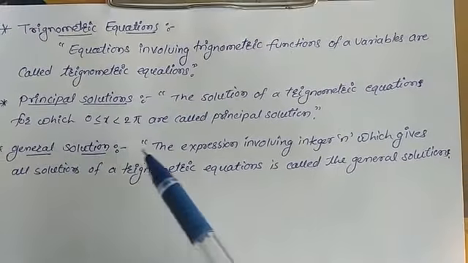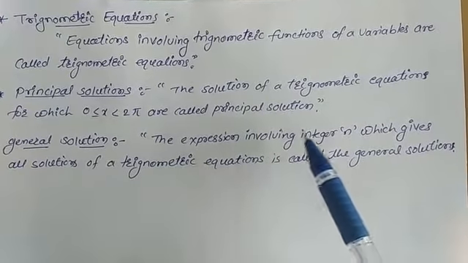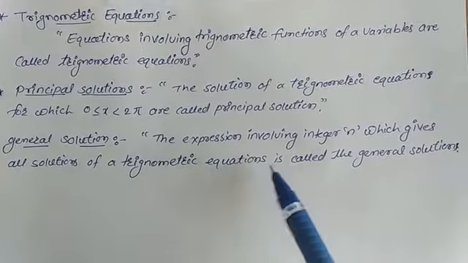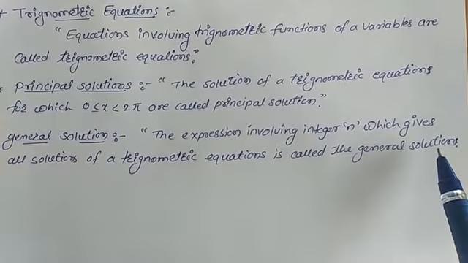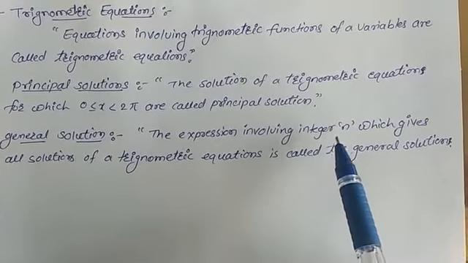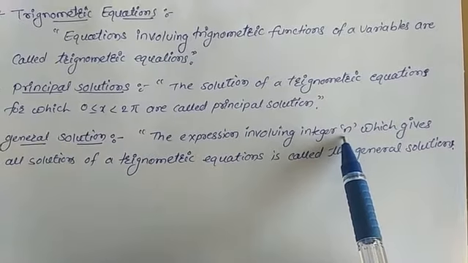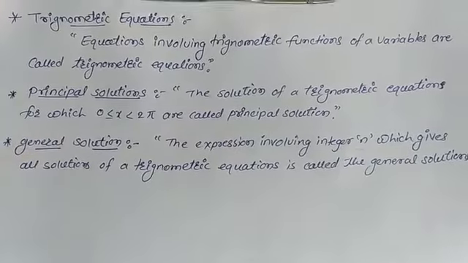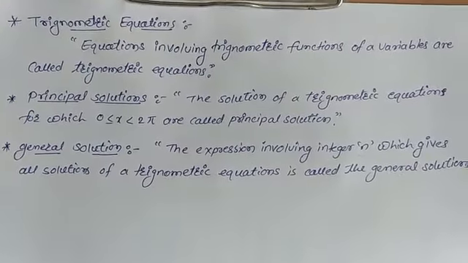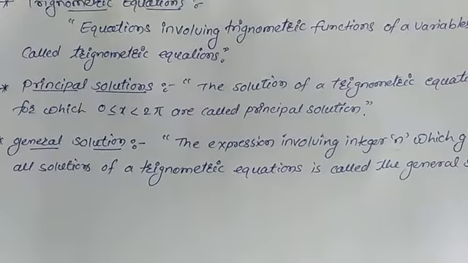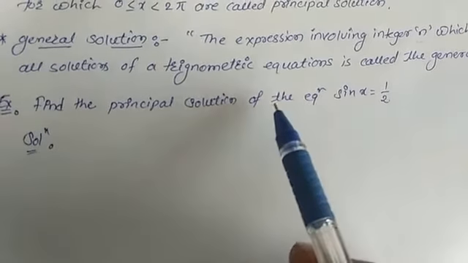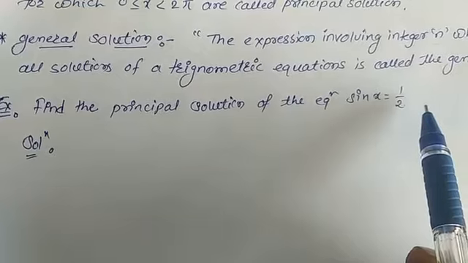And general solution means the expression involving integer n which gives all solutions of a trigonometric equation is called the general solution. In that we define an expression involving integer n, which is known as the general solution. So first we take an example: find the principal solution of the equation sin x = 1/2.